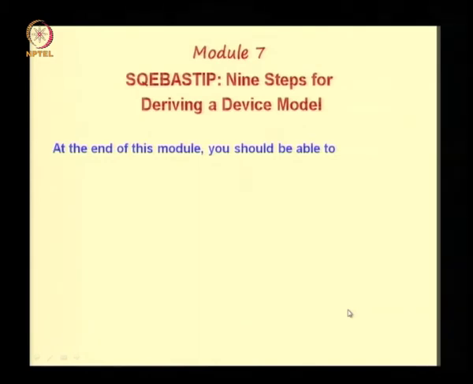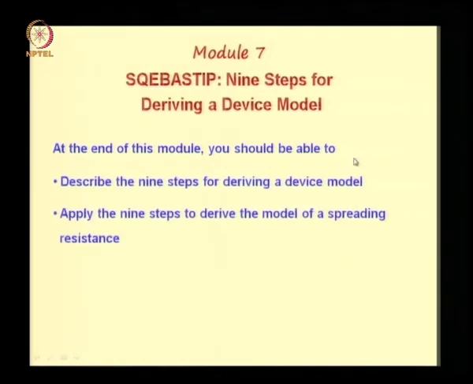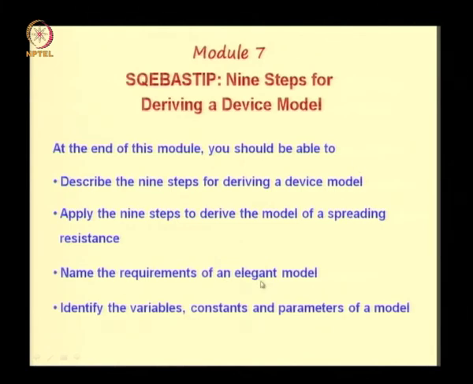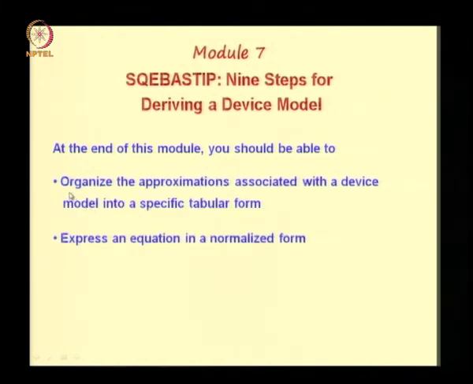So, towards the end of the lecture, let us just review the achievements. At the end of this module, I hope that you should be able to describe the 9 steps for deriving a device model, apply the 9 steps to derive the model of a spreading resistance, name the requirements of an elegant model, and identify the variables, constants and parameters of a model. In addition, you should be able to organize the approximations associated with the device model into a specific tabular form and express an equation in a normalized form.